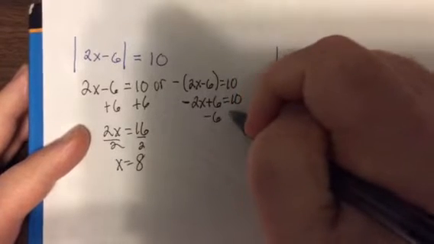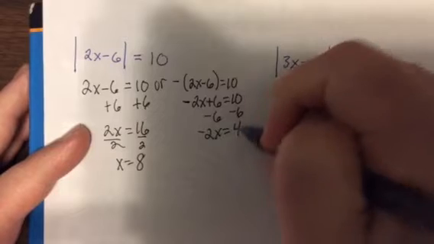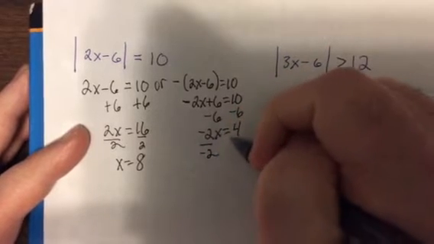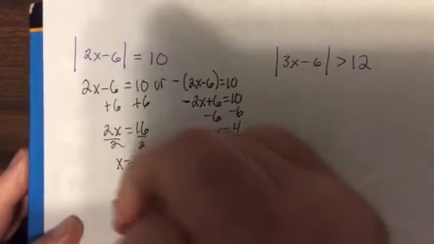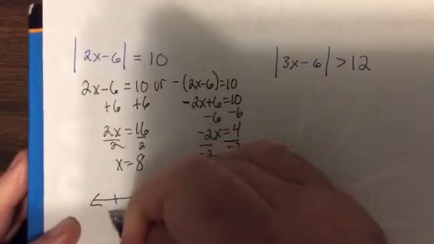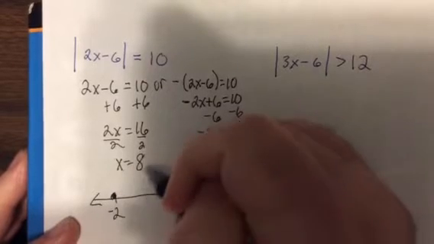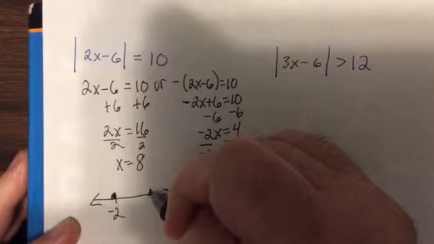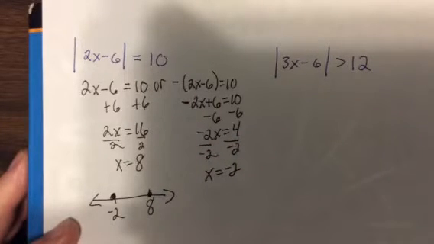So subtract 6. So negative 2x equals 4. Divide by negative 2. X equals negative 2. Now since it's equals when you graph it, it's just a solid dot. So dot 8, dot negative 2. Now let's check, see if it works.